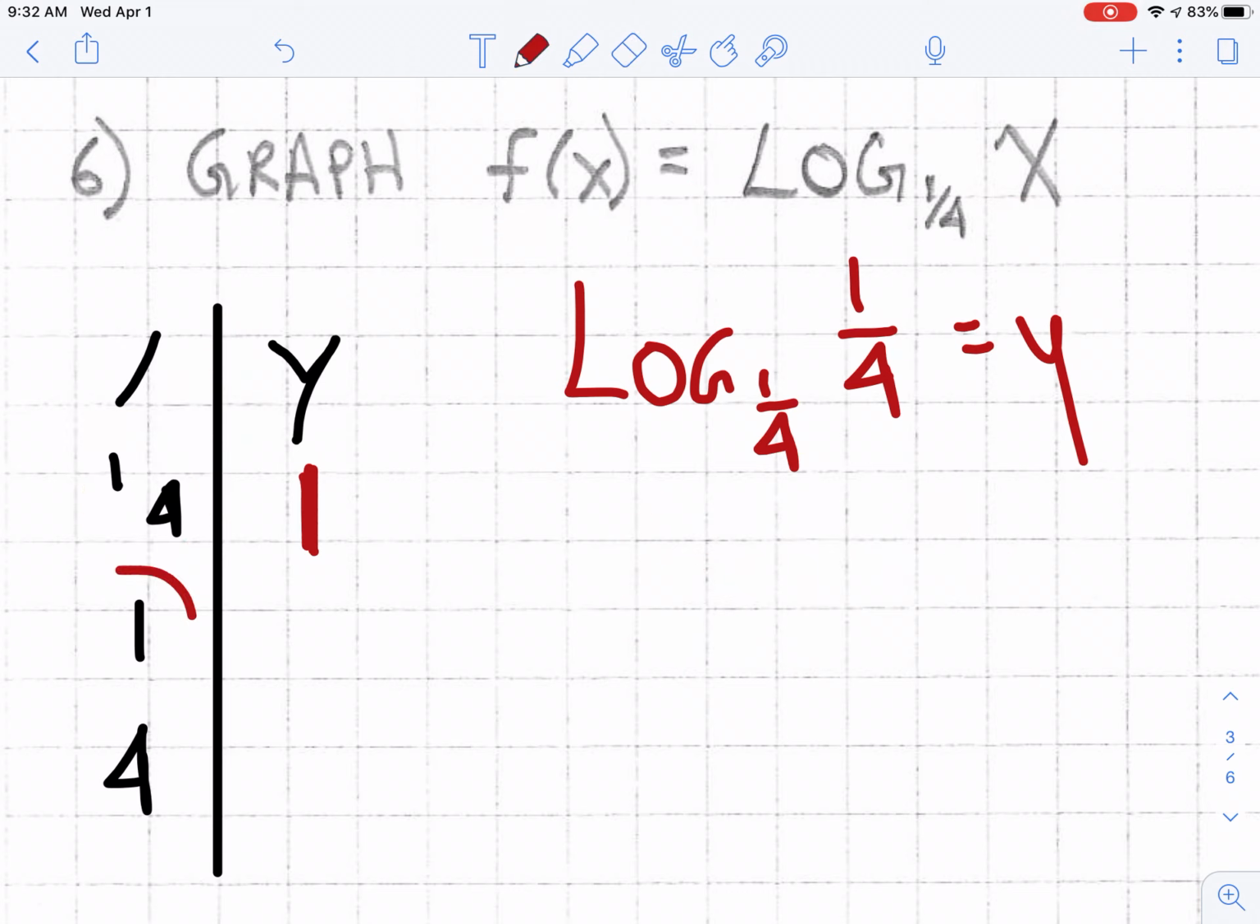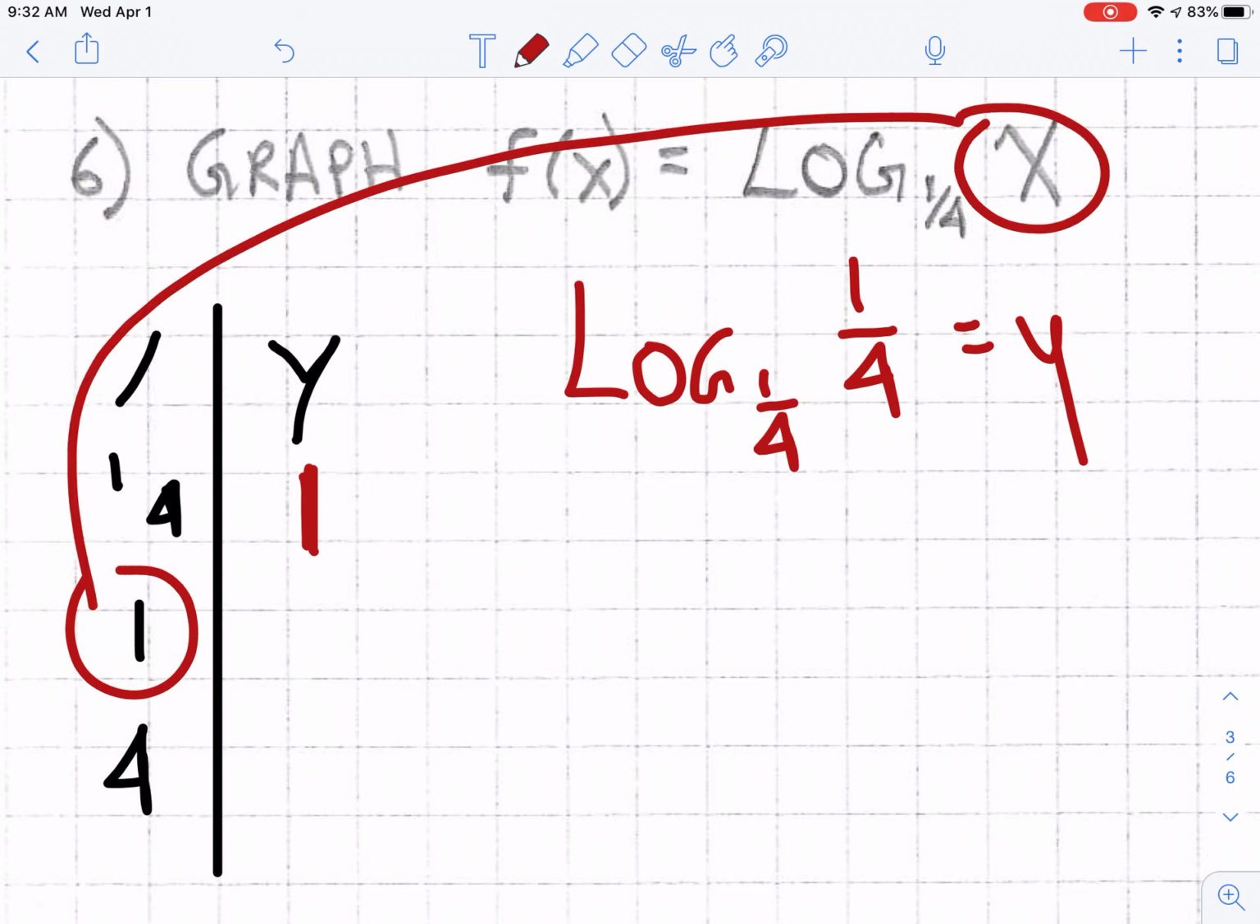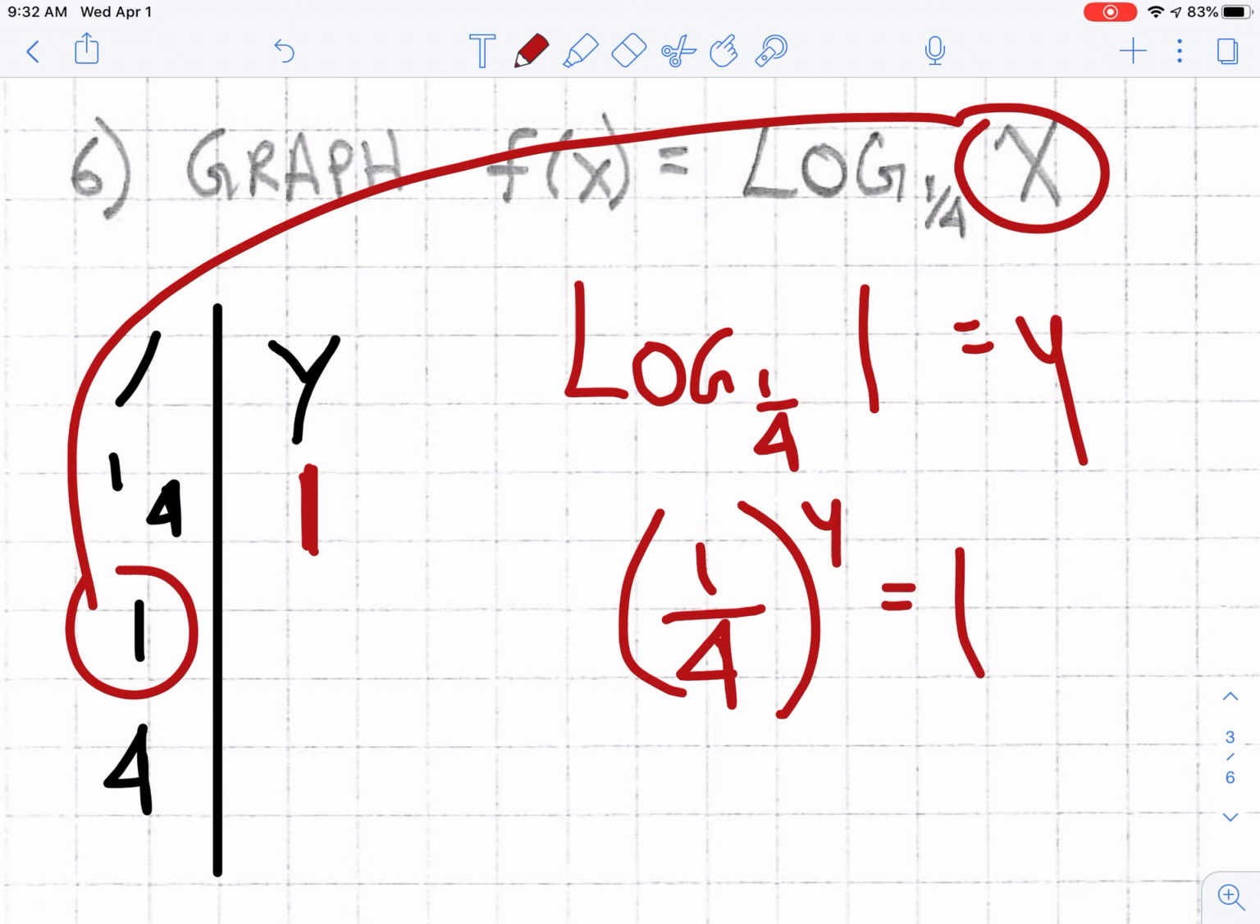Now let's put 1 right here. That would change this to 1. And if we write that in the other form, we get 1/4 to the y power equals 1. All right? That is also easy because the only way to get 1, by taking anything and raising it to a certain power, you'd have to raise it to the 0 power. Anything to the 0 power is 1, so this would be 0. All right?